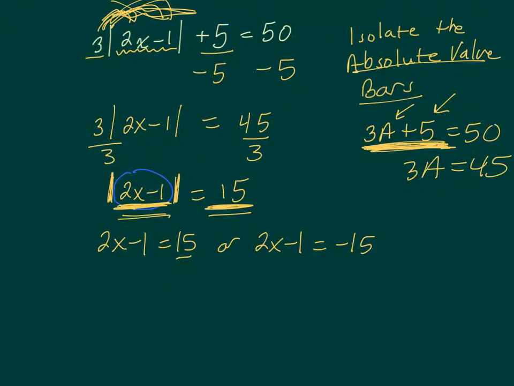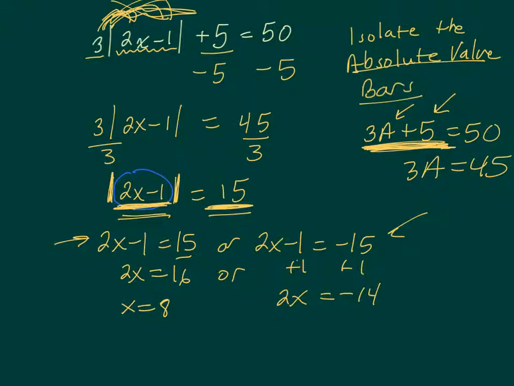And then from here, it's just like your normal steps. These are problems that you're very comfortable with. This one on the left, we're going to add 1 to both sides. If I add 1, I get 2x equals 16. Once I divide by 2, I get x equals 8. Or on the second equation, if I add 1 to both sides, this time these guys are enemies, so they make a negative 14. And then dividing by 2 gives me x equals negative 7. So our two answers are x equals 8, negative 7.